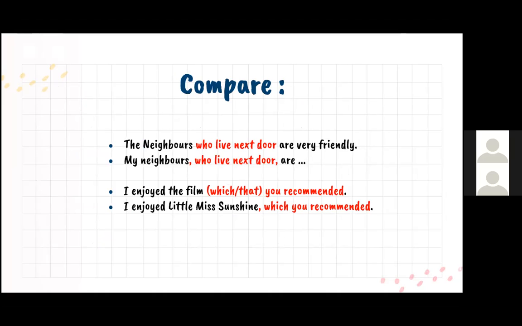Comparing defining relative clauses and non-defining relative clauses. For example, the neighbors who live next door are very friendly. My neighbors, who live next door, are very friendly. I enjoyed the film which or that you recommended. I enjoyed Little Miss Sunshine, which you recommended.